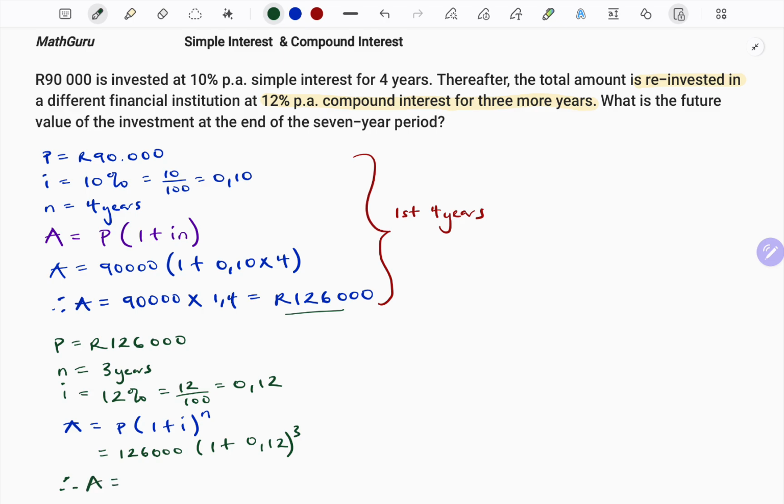Therefore, my A will be equal to, in rands, 177,020, and then the cents, 93 cents. So this covers the next 3 years, and the total 3 plus 4 is 7 years. So therefore, in summary, the amount over the 7-year period, moving from your simple interest to compound interest, will be 177,020 rands 93 cents.